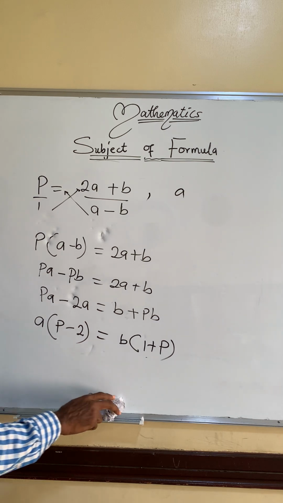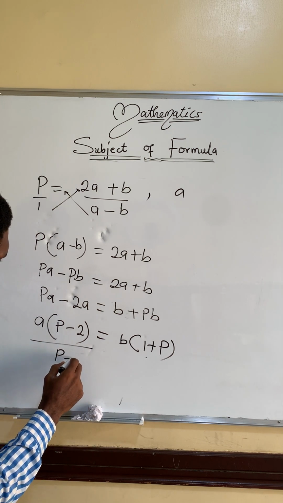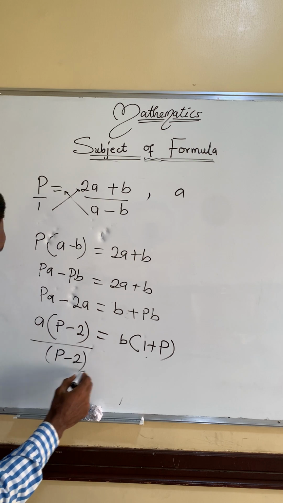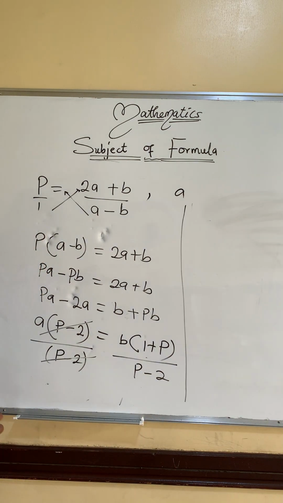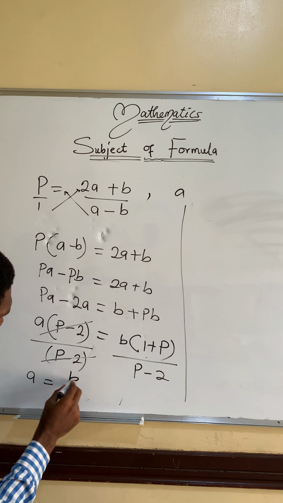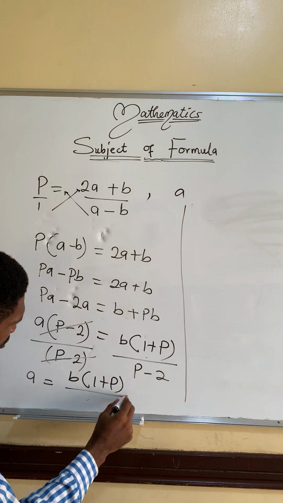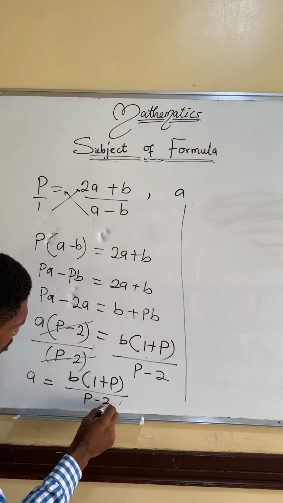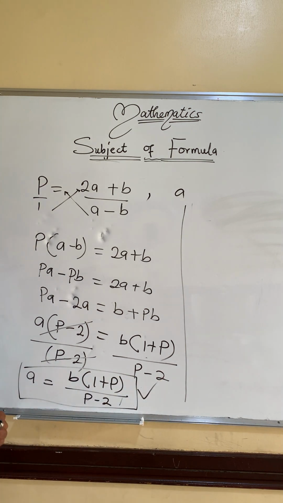So we are forging ahead. Now, we divide both sides by the coefficient of A. The coefficient of A is P minus 2, right? And then P minus 2. So we'll have A is equal to B into brackets 1 plus P all over P minus 2. So this is the correct answer. Bye.